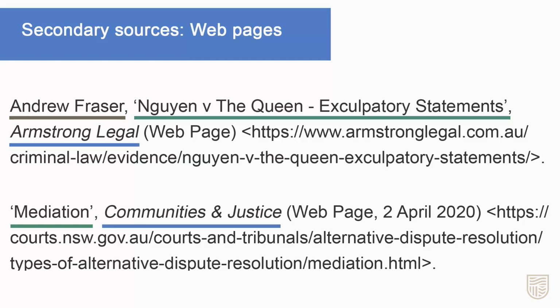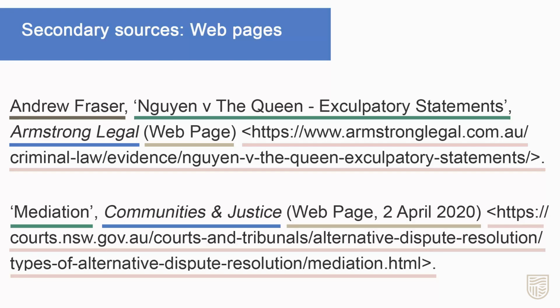After a comma, the website title is presented in italics. A document type and full date are included in round brackets. If no date is available, omit the date. The URL is presented in angle brackets.